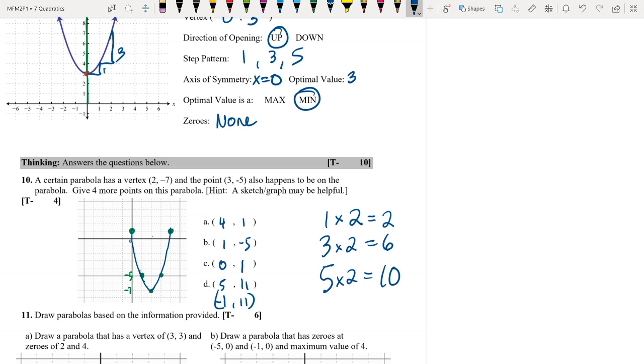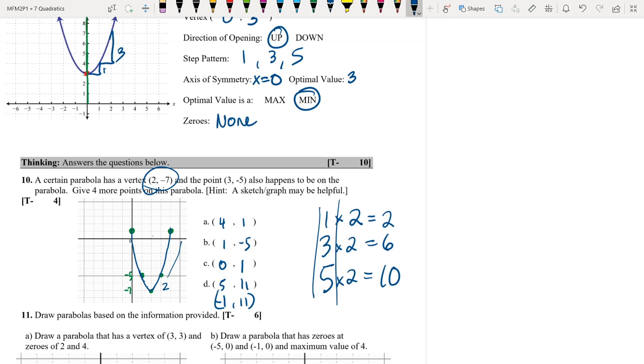Okay. All right, so that's how you do this kind of question. The key here is whatever the vertical stretch is, you draw a step from the vertex. If it's 2, then you know you have to multiply the normal step pattern by 2. If it were 3 here, we'd multiply the normal step pattern by 3, and we would have gotten 3, 9, and 15, and then would have used those to find the next points. Once you find the points on one side of the parabola, you can find the symmetrical points on the other side of the parabola.